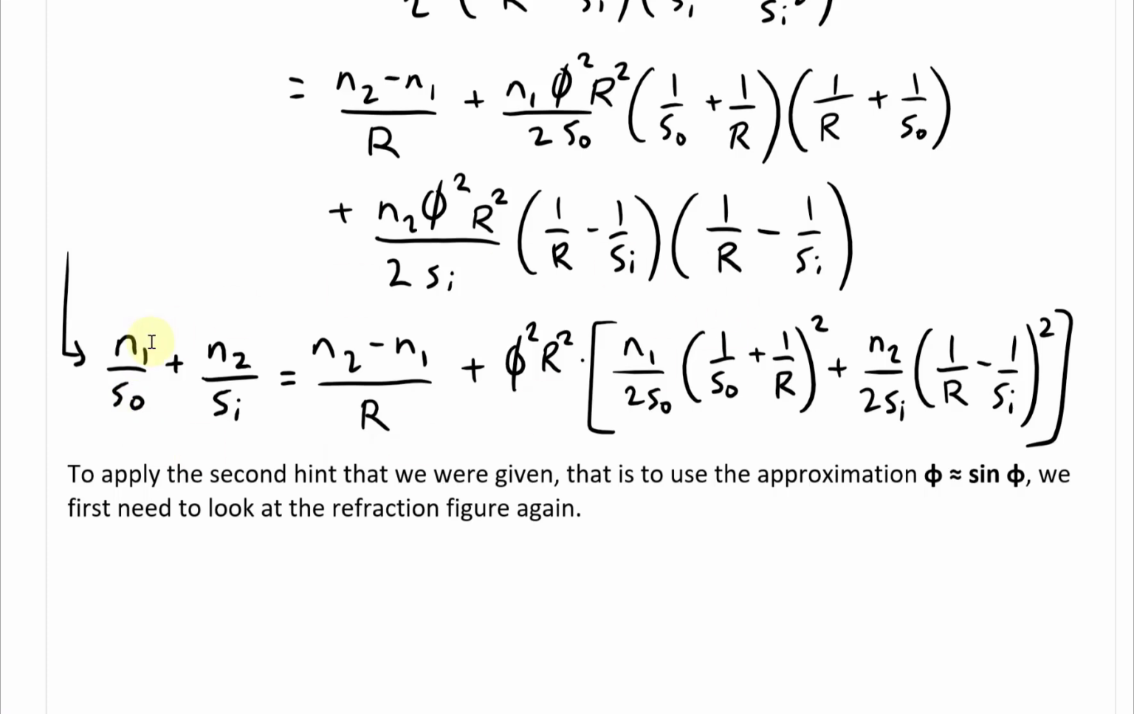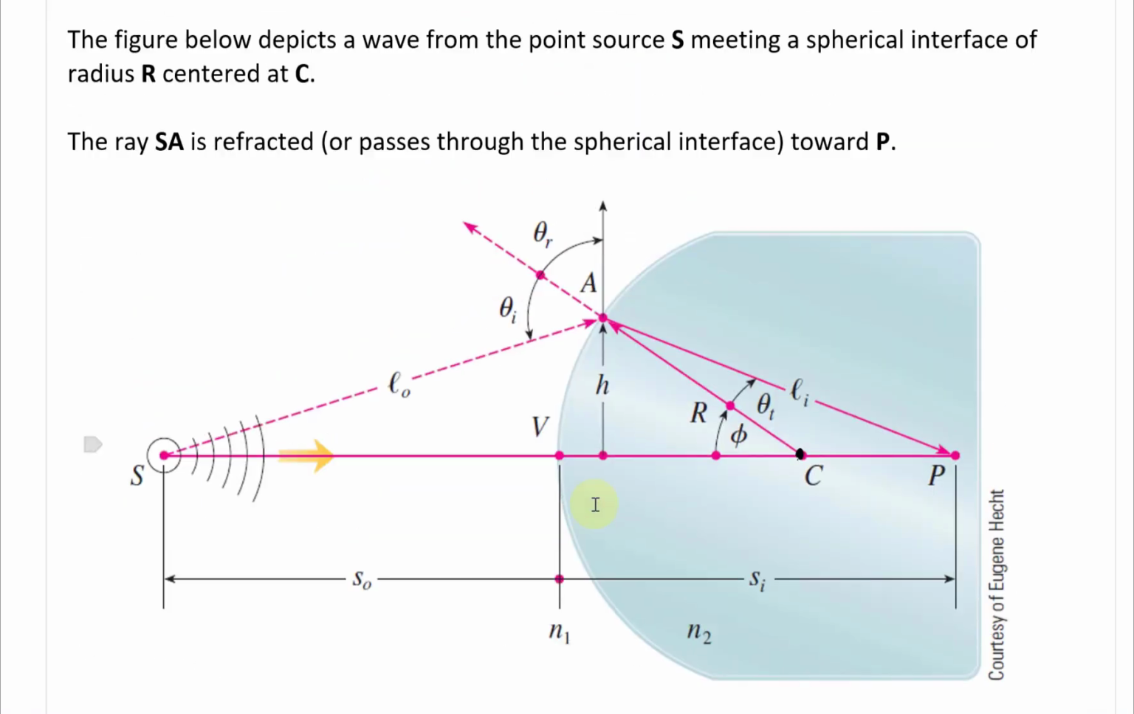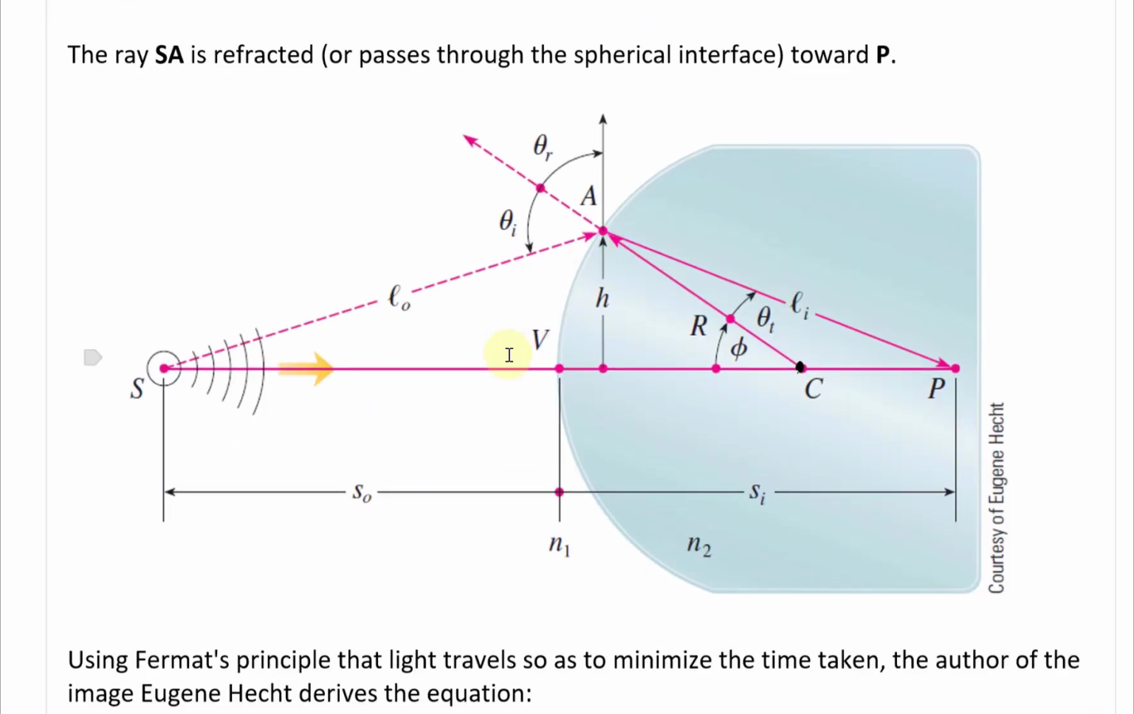Alright, so now that we have all this giant formula, the next step is to apply the second hint that we were given, that is to use the approximation phi is roughly equal to sine phi. We first need to look at the refraction figure again, and the reason for that is, let's just scroll up. So this is what we have so far, but equation 4 is a bit different. Here I'm just jumping all the way to the refraction graph.